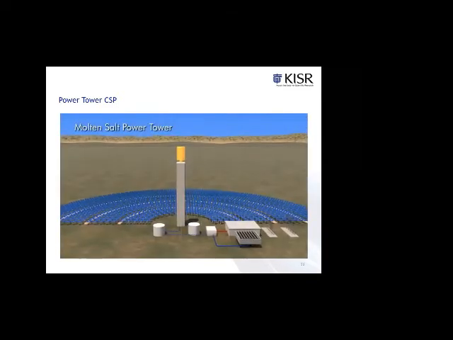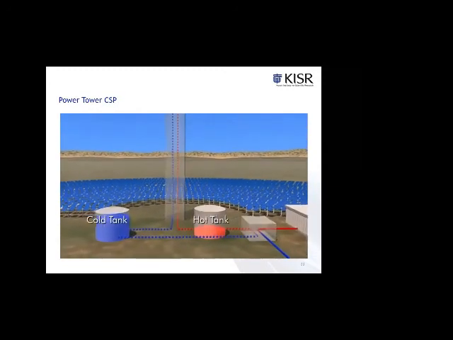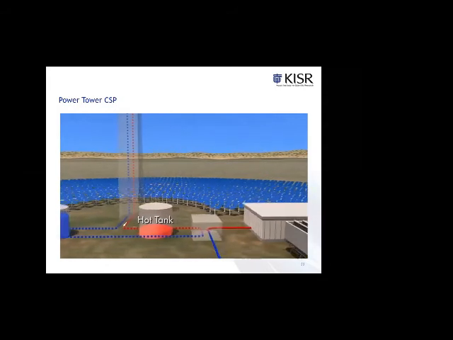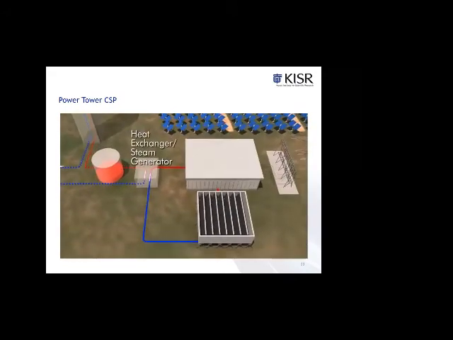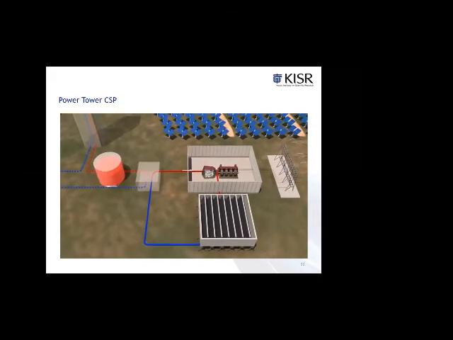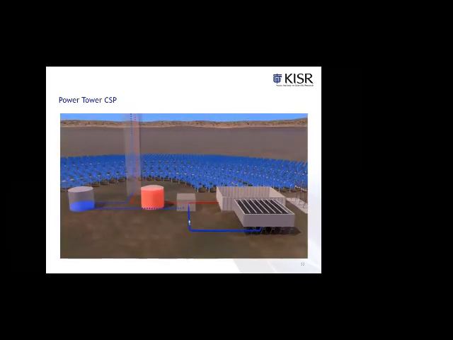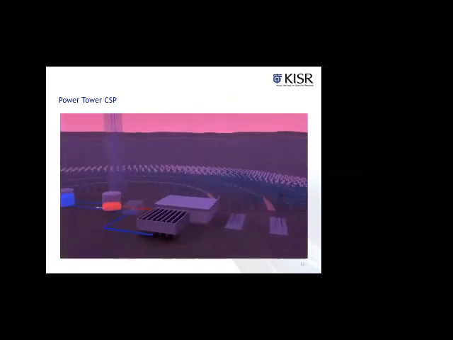Another system uses molten salt instead of water. Cold molten salt is pumped to the receiver, where it is heated, then flows to a hot storage tank. The hot salt then flows through a heat exchanger, where heat is transferred to water, producing steam that spins the turbine. The molten salt then flows back to the cold storage tank. In extended cloudy periods or at night, the stored hot salt can continue to produce steam and generate electricity reliably for hours.